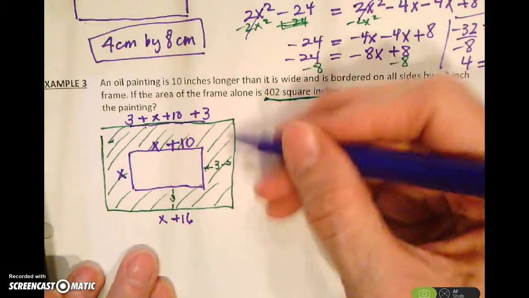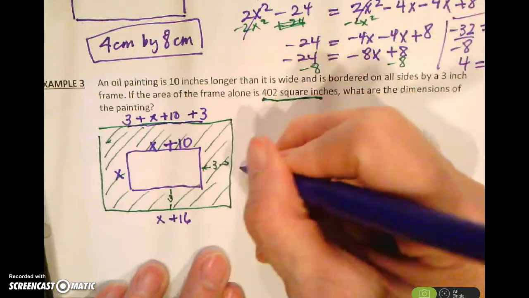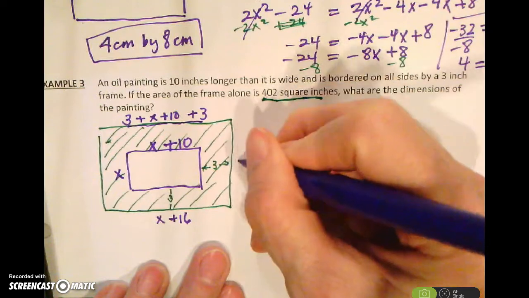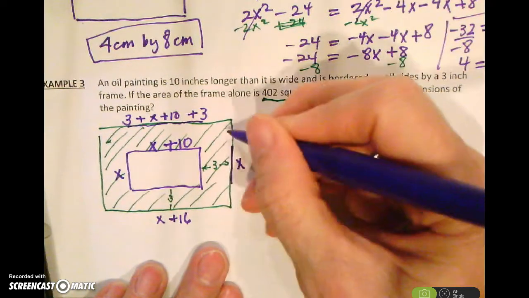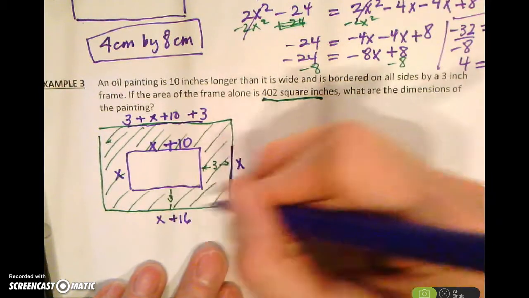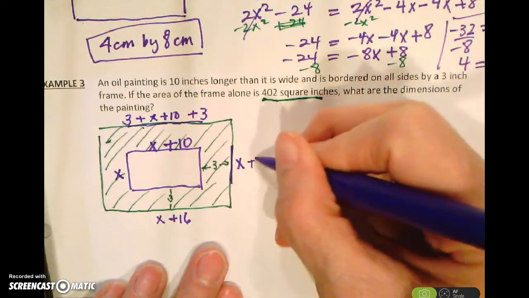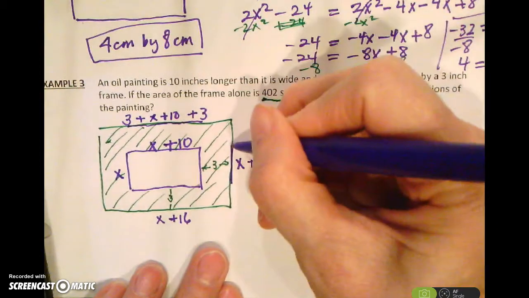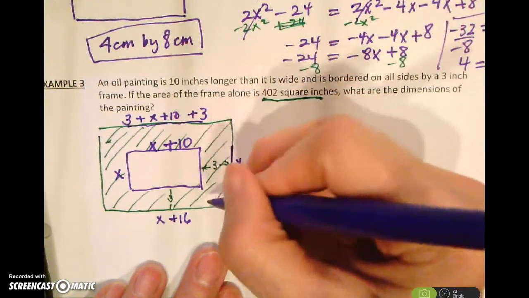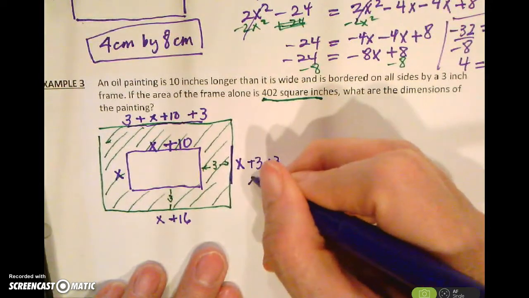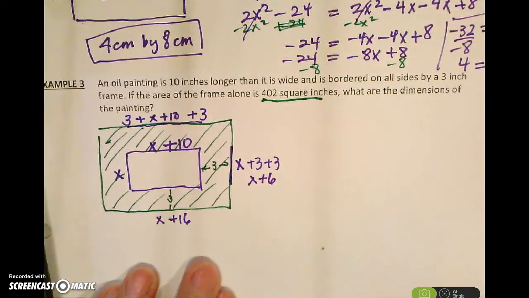Then vertically, the width was x, so this part of it is x right here, and then it's going to be plus 3 down here, and then plus 3 up there. So x plus 3 plus 3, and so that's going to be x plus 6.